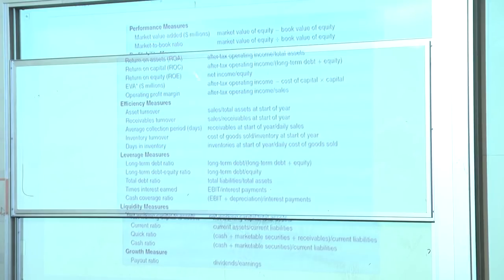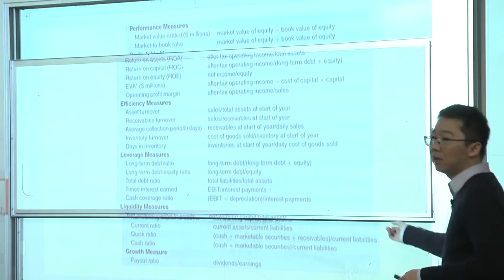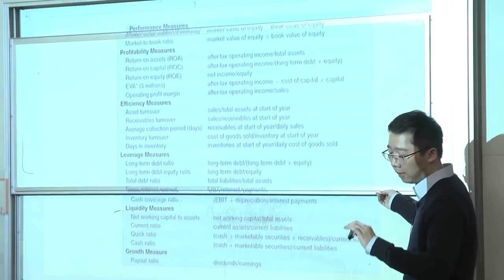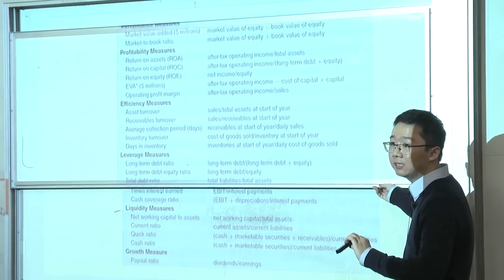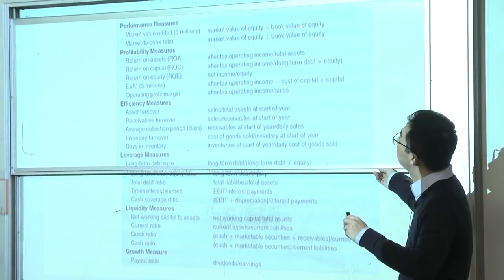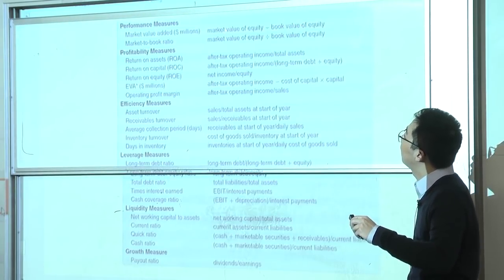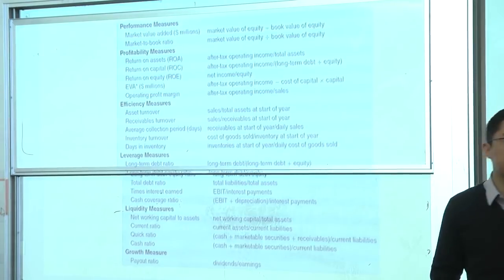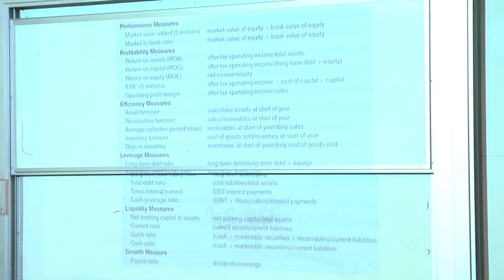Market value added is the actual value created by the corporation on top of the initial investment: market value of equity minus book value of equity. Or you can divide the two and get a ratio.